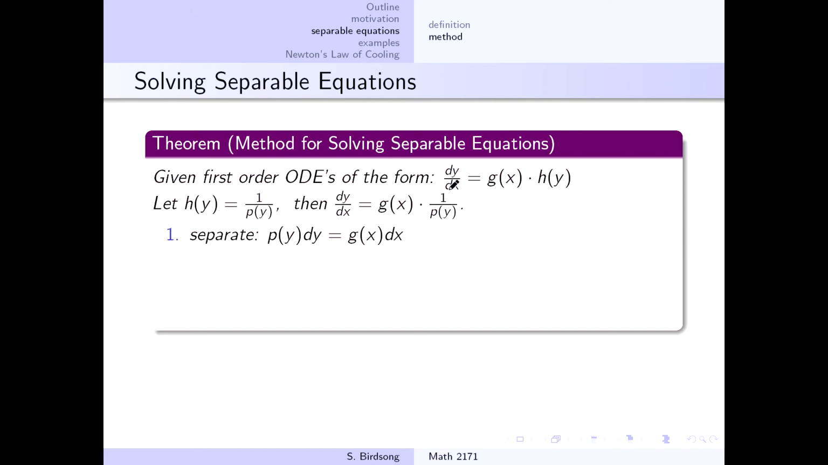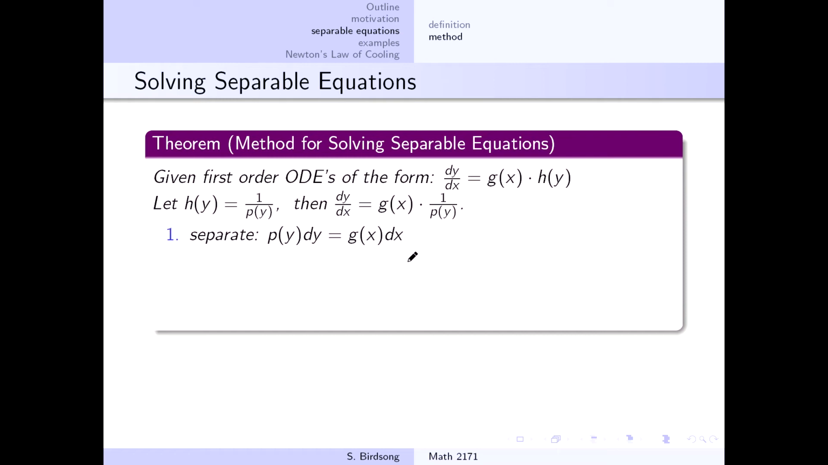Now, we also want to make sure all of our dependent variables are on the same side, so we'll multiply both sides by dx. And if you've done this correctly, at the end, when you've separated all of your variables, you should have only your dependent variables on one side, only your independent variables on the other side, and your differentials, your dy, your dx in this situation, need to be on the top of a fraction. In other words, you shouldn't even see a fraction involved anymore. Okay, so that's the first thing.